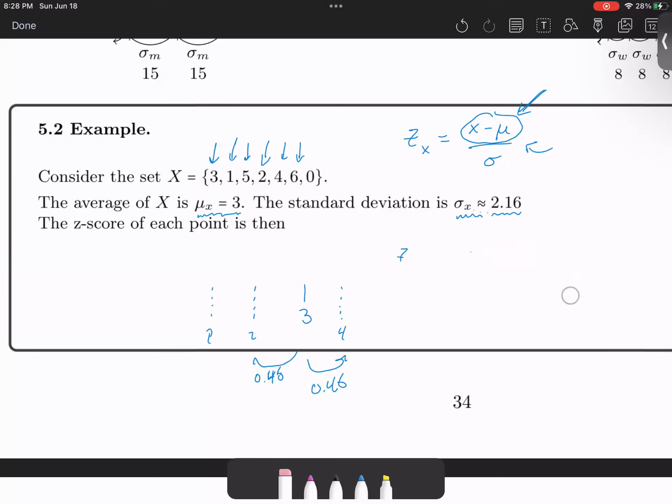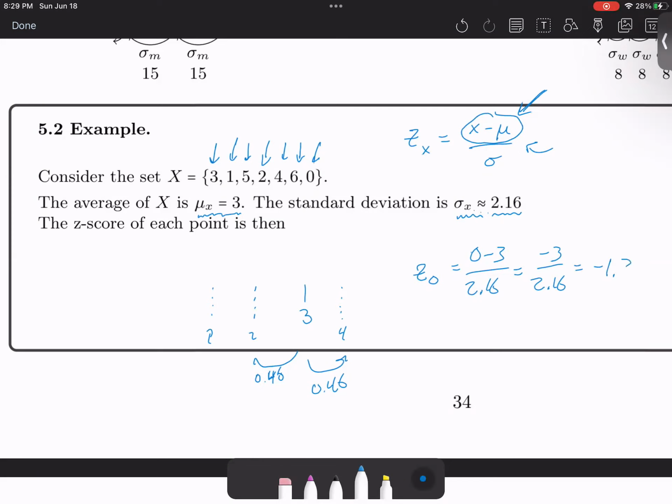And finally, z-score of 0. By symmetry, we know we're going to get the same as the z-score of 6. Minus 1.39. Bad handwriting there at the end.